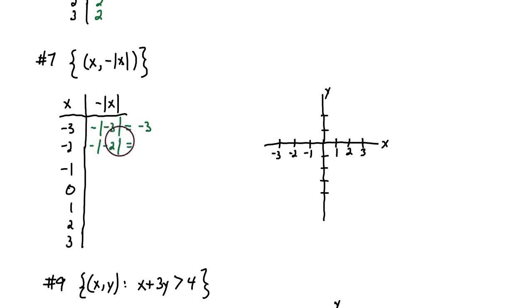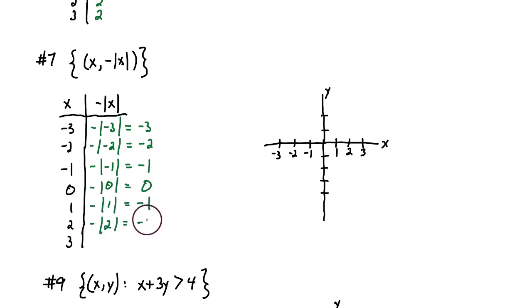The absolute value of -2 is 2, but then there's a negative in front, making -2. Next row. This turns out to be -1. The next row. This turns out to be 0. The next row. The absolute value of 1 is 1, and then there's a negative in front of that. The next row is -2, and the final one is -3.